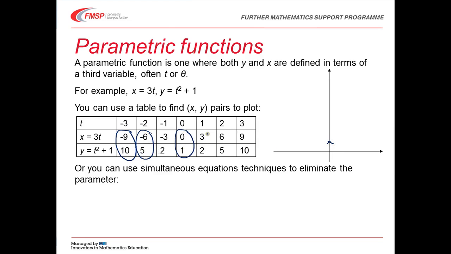And then the next one is 3, 2. And if you look at the other side, I've got 3, minus 2. And then 6, 5, and then 9, 10. It's going to look something like this, and you can see that it is a parabola, slightly wobbly line.